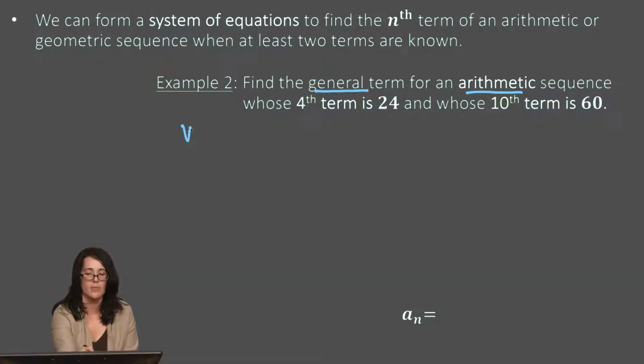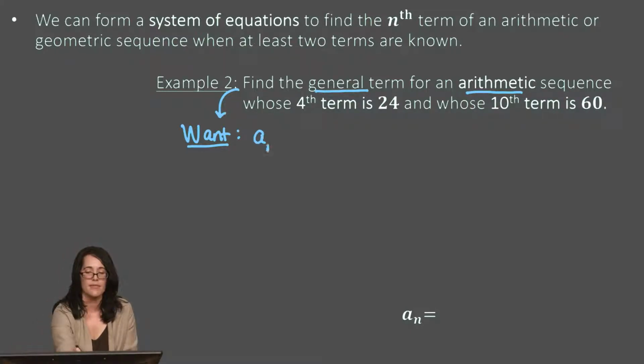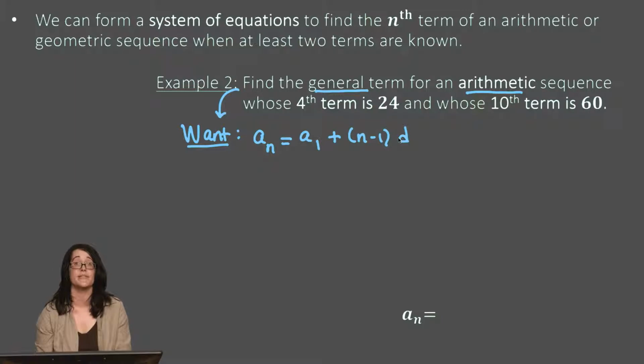So let's write down what they want. They just told us. They want us to find the general term for an arithmetic sequence. But we know what those look like, don't we? That would be the nth term. And if it's arithmetic, what was the formula again? That was formula number 1. It was the first term, that's right, plus n minus 1 copies of d, where d was my common difference.